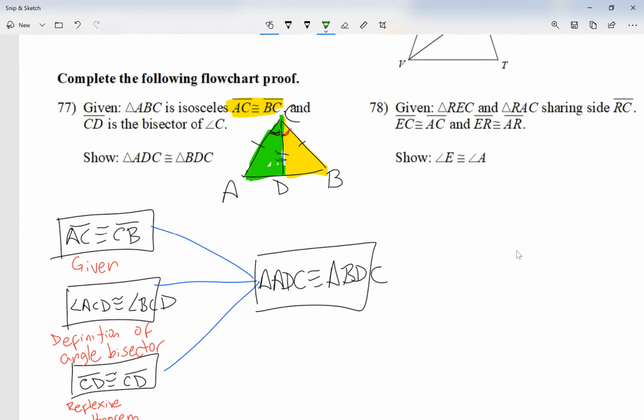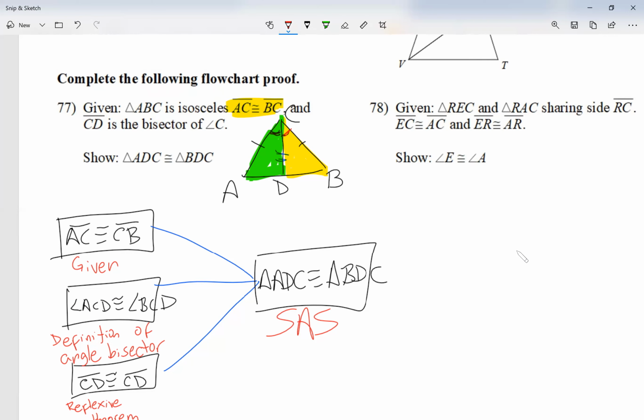Now, look at each of my triangles, the yellow one and the green one. Look at what it's marked. Each triangle has two sides marked and the included angle. So two sides and the angle in between. So the reason why I'm going to write two sides and the angle in between, side, angle, side. That's it. I proved it.